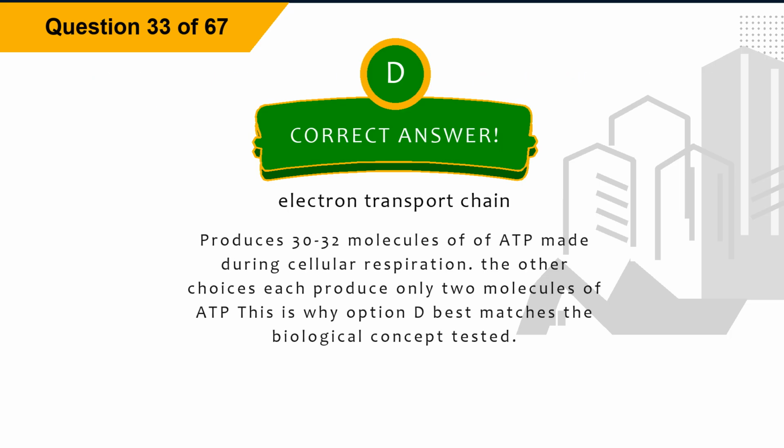Explanation: the electron transport chain produces 30-32 molecules of ATP made during cellular respiration. The other choices each produce only 2 molecules of ADP. This is why option D best matches the biological concept tested.